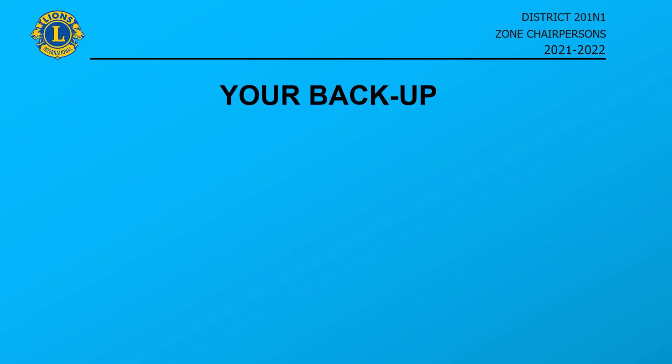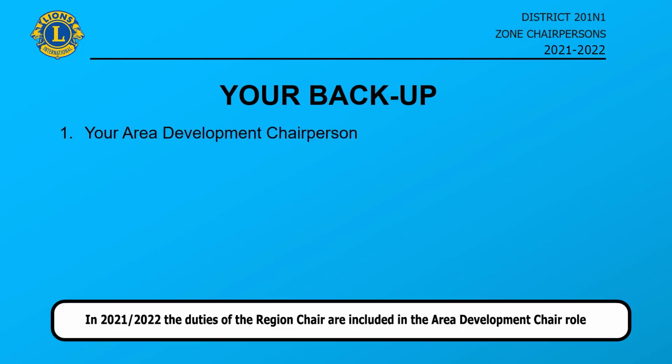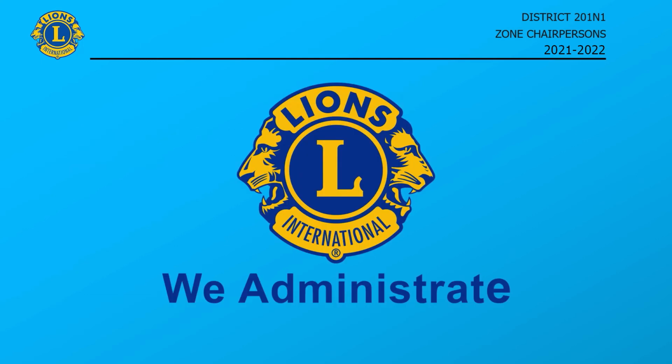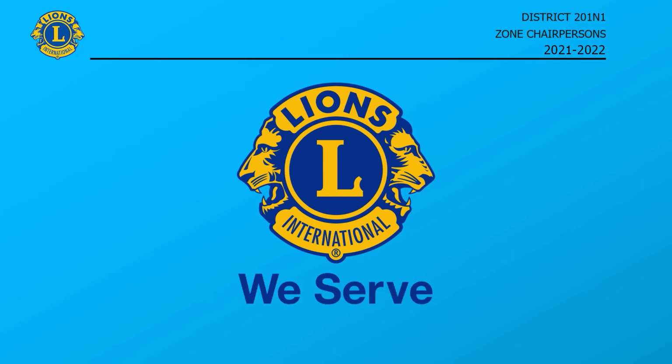During your year as zone chair, you have 2 lines of backup. Your region chair may know your clubs perhaps better than you do. Communicate regularly with your region chair. Your second backup and support is the action team, anyone or all 3. The action team was created to take the focus away from administration and concentrate on service. Remember, our motto is not "we administrate", it's "we serve".